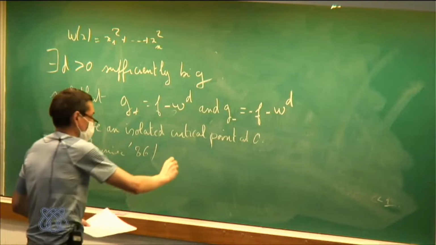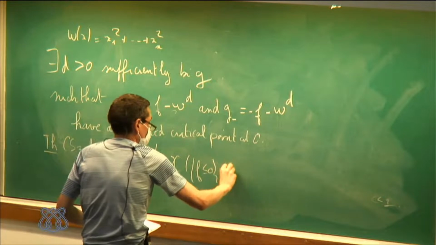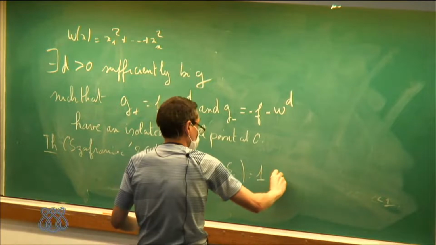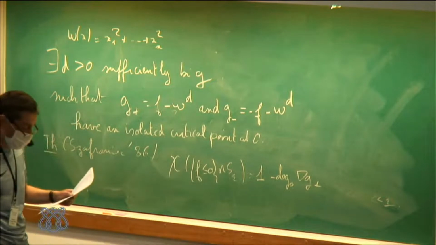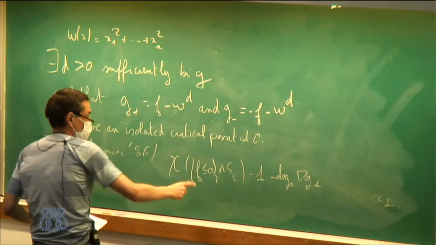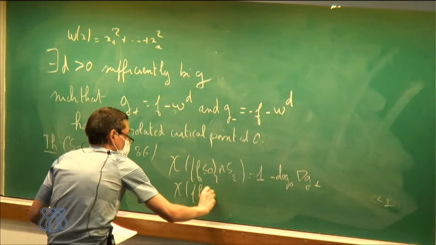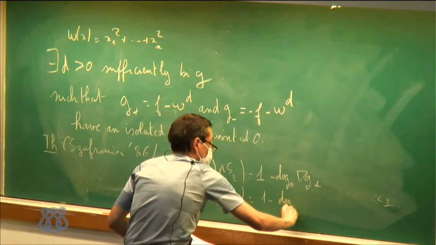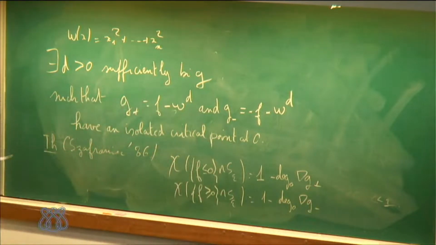So I just write the formulas. The Euler characteristic of the link of the negative part of F is 1 minus the degree at the origin of the gradient of G plus, and for the positive part, we obtain 1 minus the degree at 0 of the gradient of G minus. Okay. So this is a consequence of the formula of Arnold and Wall that I presented on Monday.